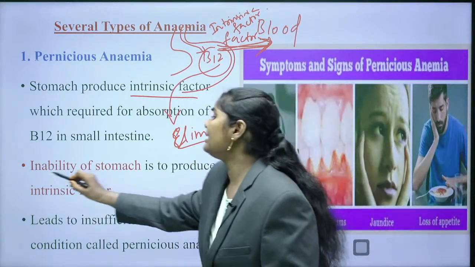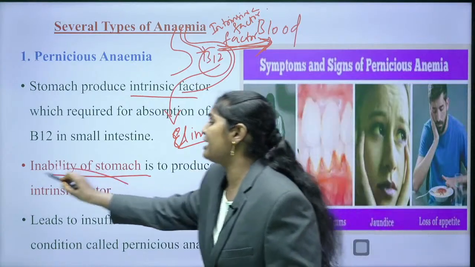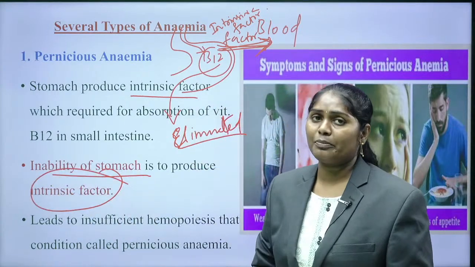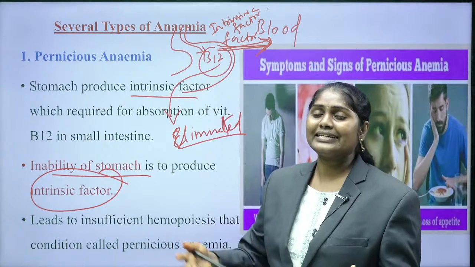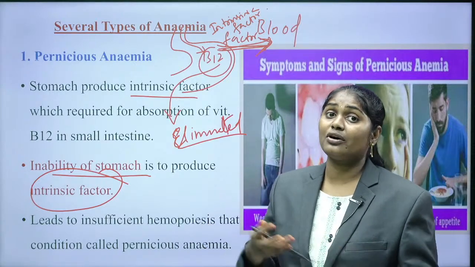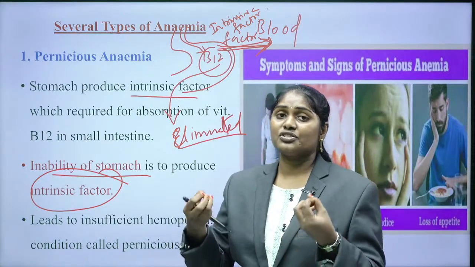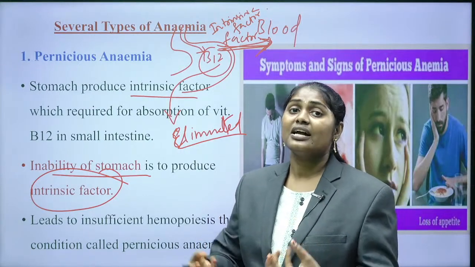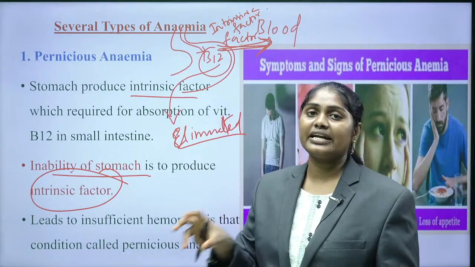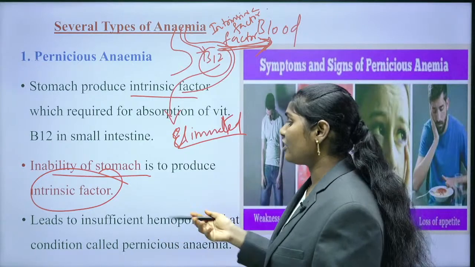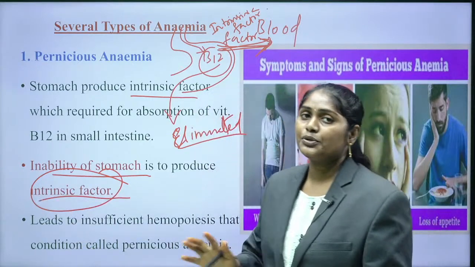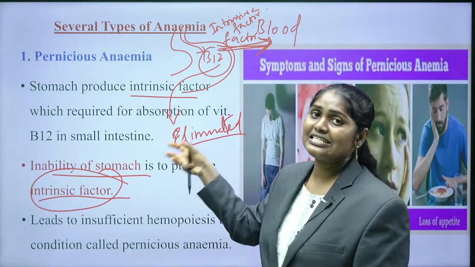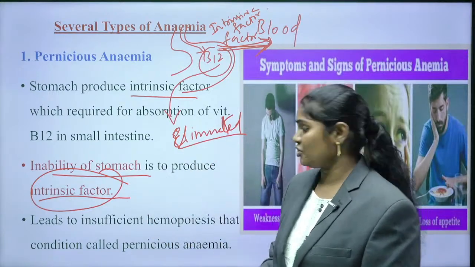So the inability of the stomach to produce that factor means you don't have proper absorption of vitamin B12, so it gets eliminated from your body. Even though you are eating so many vitamin tablets and so many leafy vegetables, you still have a deficit of vitamin B12, because you don't have the actual thing that is needed to absorb it.